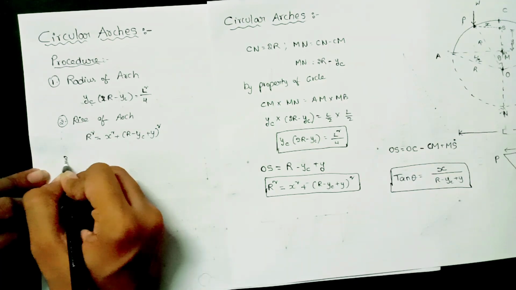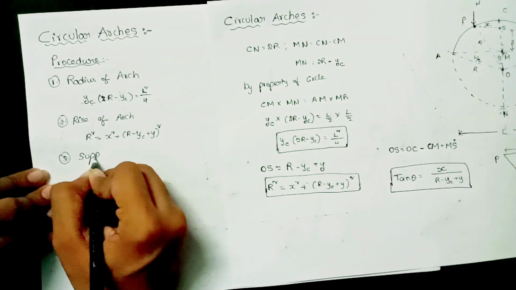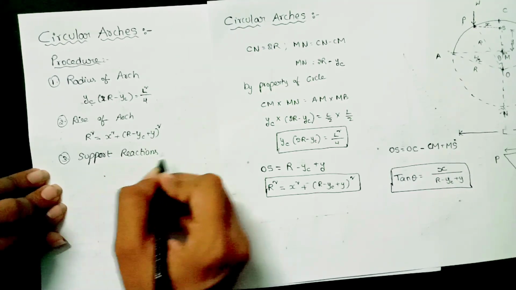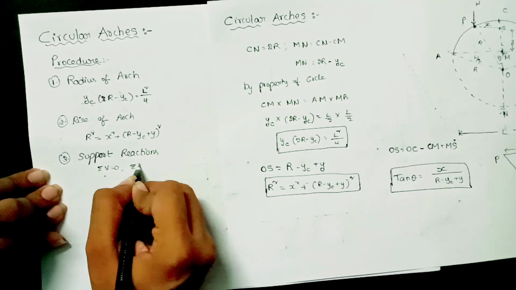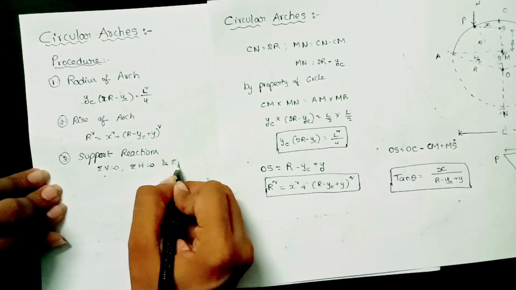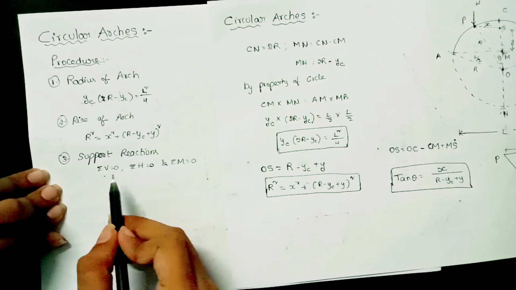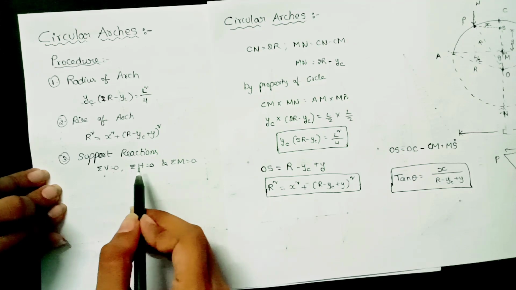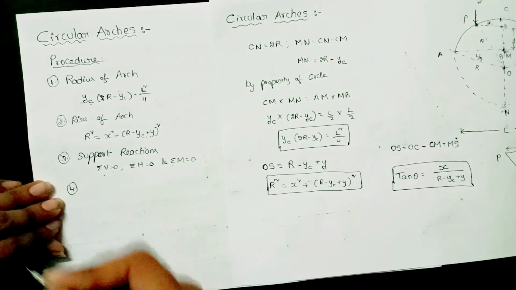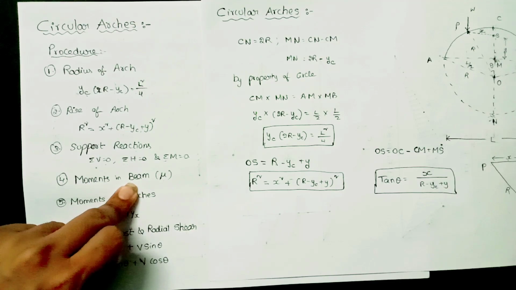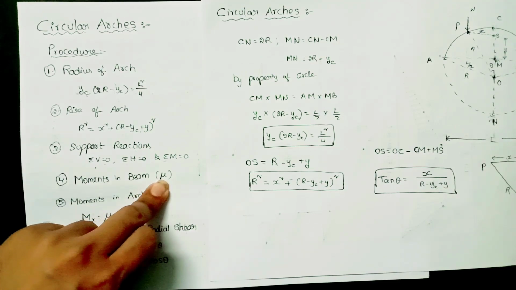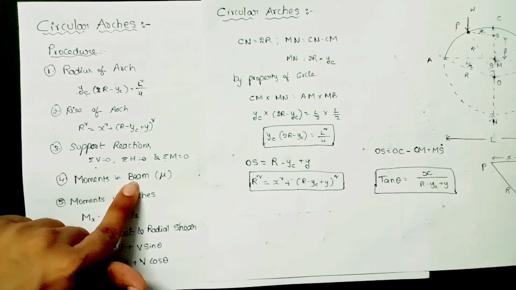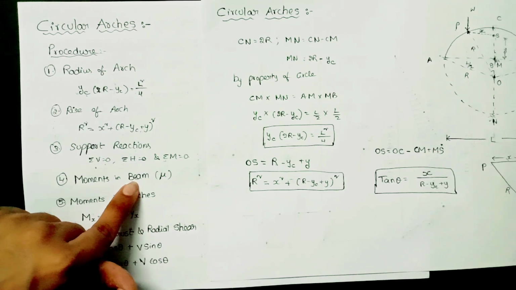The third step is to calculate the support reactions. To calculate the support reactions, we know the equilibrium equations: sigma V equals 0, sigma H equals 0 and also sigma M equals 0. So by using these three equations, we will calculate the support reactions at each support. The next step is to calculate the moments in the beam, indicated by Mu. In this step we should treat the arch as a simply supported beam and calculate the moments in the beam at various points.